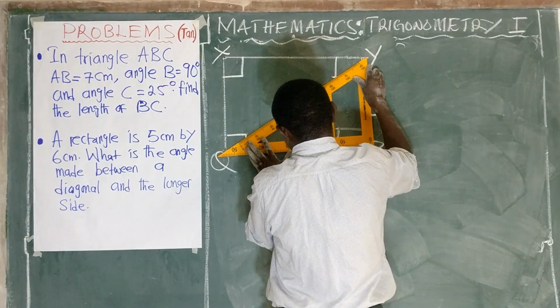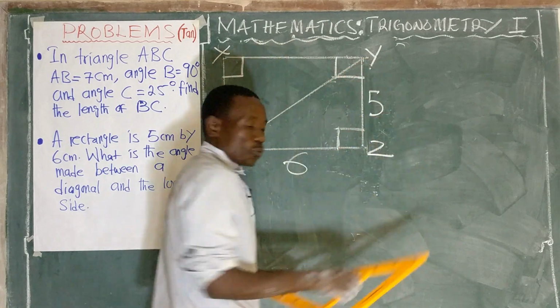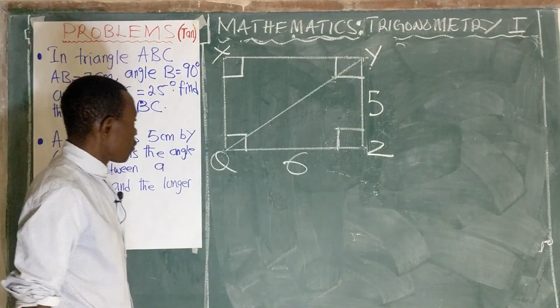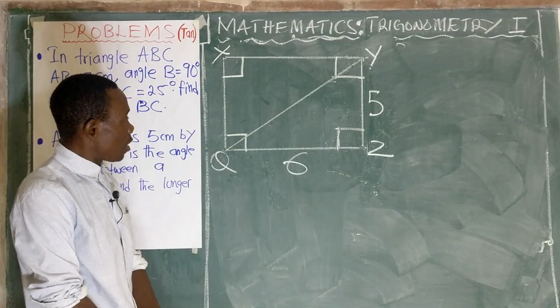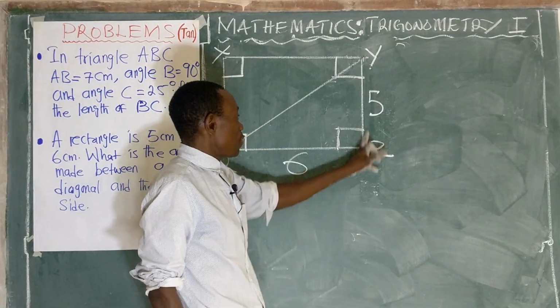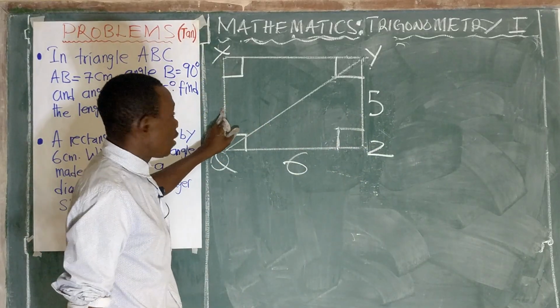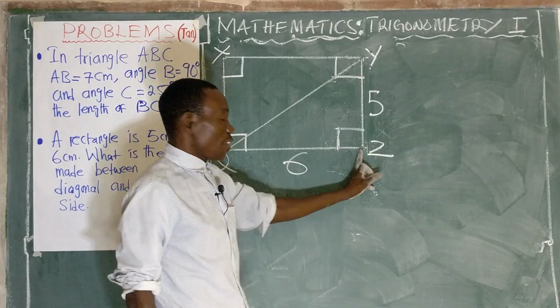So what we have here is something like this. I'll join X and Y to form what we call the diagonal. So XY is a diagonal. Now the angle made between the diagonal and the longest side. This is the shorter side of the rectangle, and the same as that one. When I talk of this one, I talk of that one. And this is the longer side of the rectangle. It's the same as that one. So I talk of any one of them.